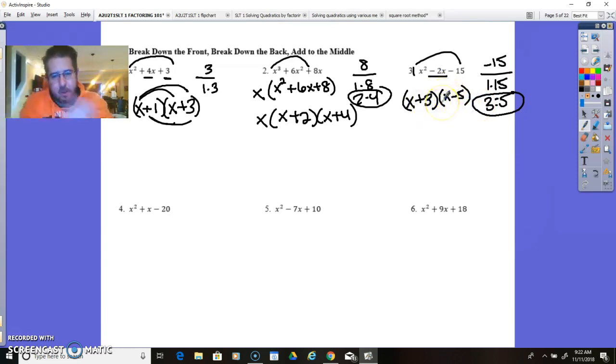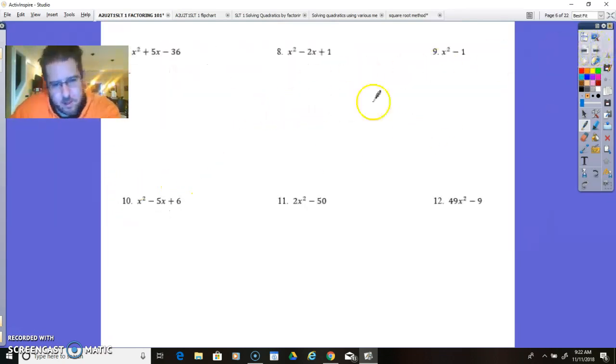And please remember that the commutative property of multiplication means that you can switch these two parentheses, you just can't switch the symbols. As long as you have positive 3 and minus 5 in each of the parentheses, you should be fine. All right, I'm going to skip around a little bit.